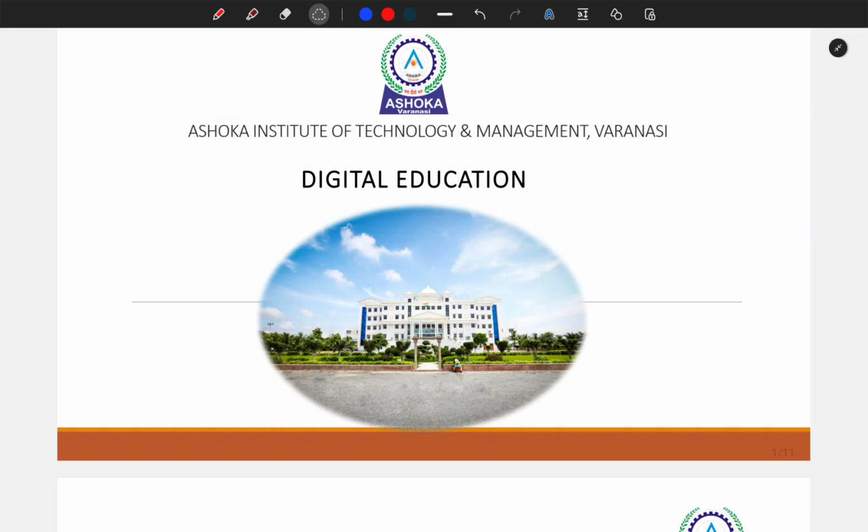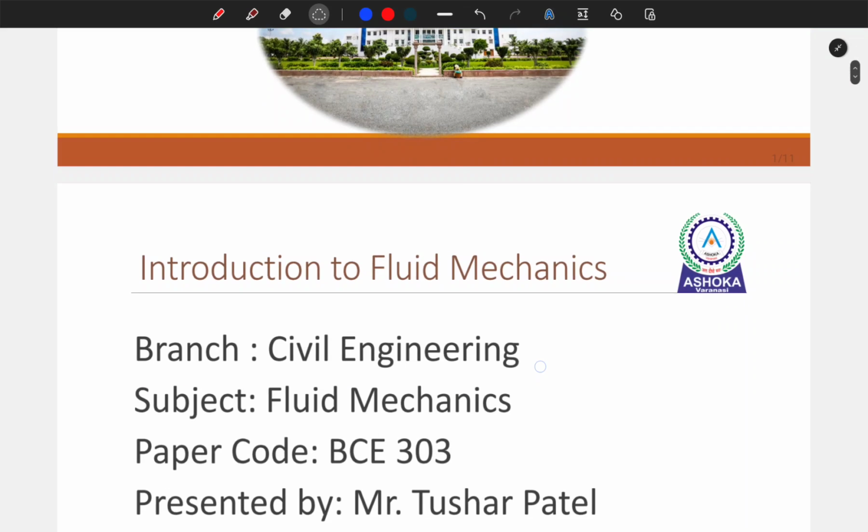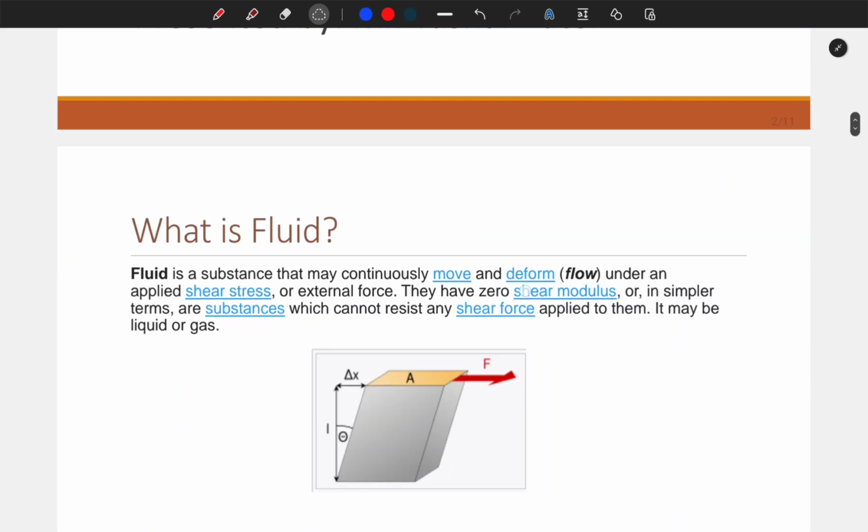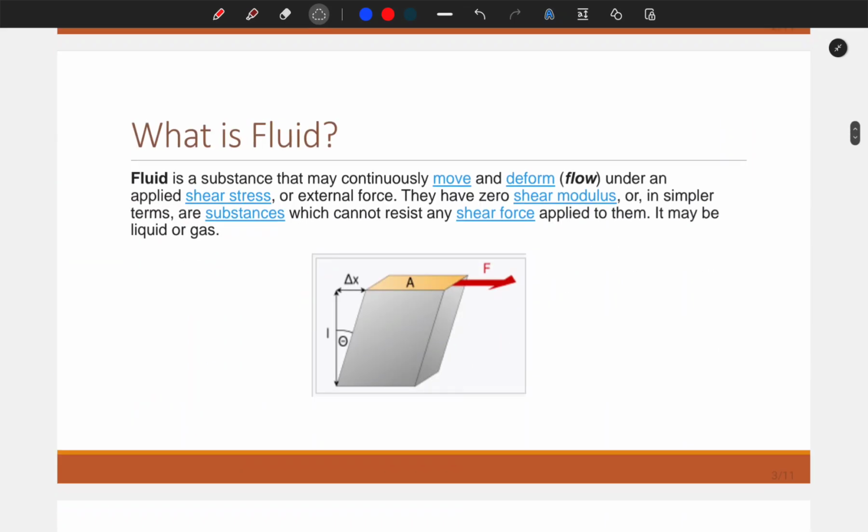Today we will take a basic introduction of our subject fluid mechanics. Fluid mechanics is an important subject which is taught in civil engineering second year, and we will discuss the introduction of this subject, like what we have to study in this subject, what is fluid mechanics and what is fluid first of all. So we will discuss it one by one. Let's see. So first of all we will discuss what is fluid.